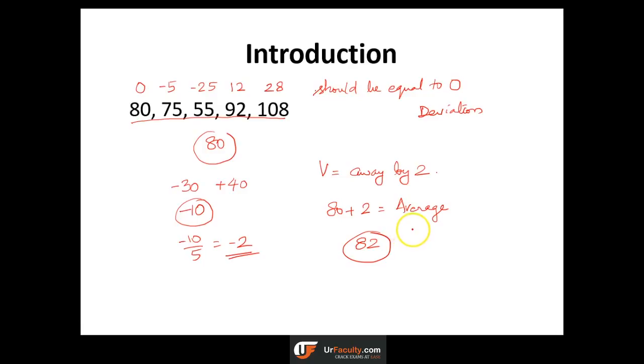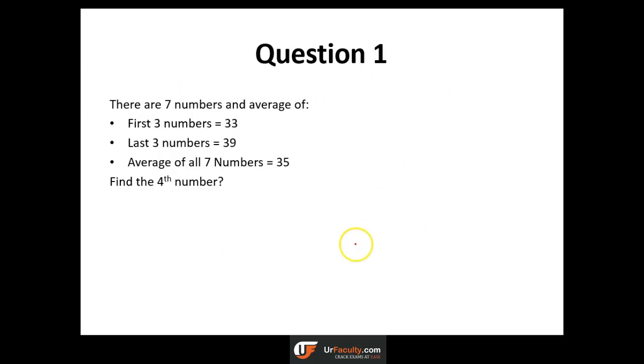Now, let me move on to the next question. There are 7 numbers, and the average of the first 3 numbers is equal to 33, and of the last 3 numbers is equal to 39. The average of all 7 numbers is equal to 35. Now let me write the numbers as below: n1, n2, n3, n4, n5, n6, n7.